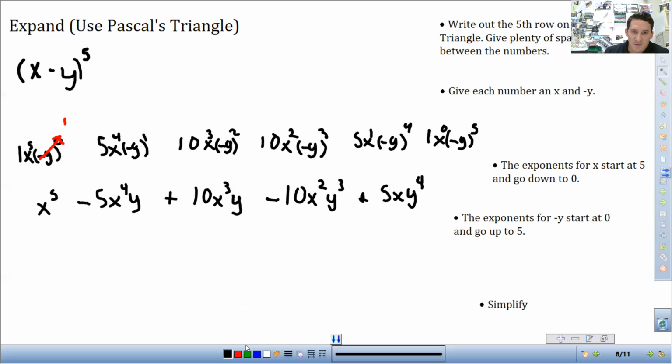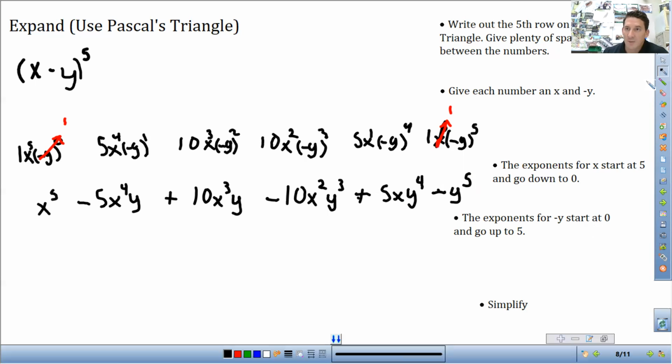And then this last one, the x to the 0 is 1. So that comes out to actually minus y to the fifth. So there we go. All done there.